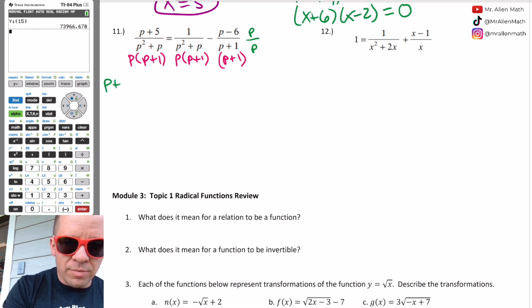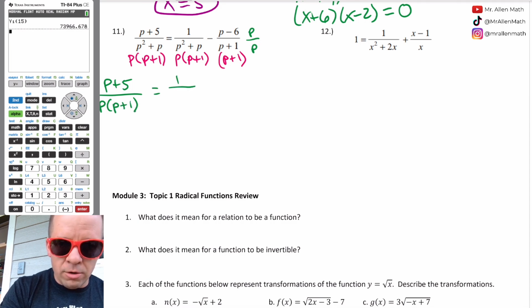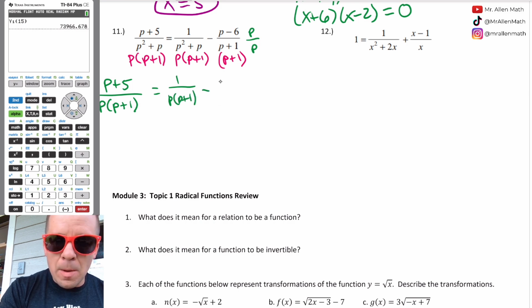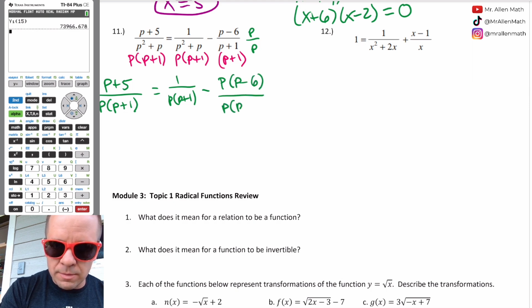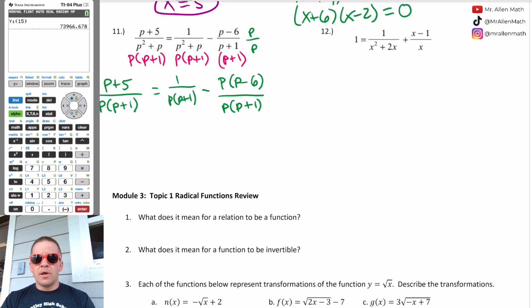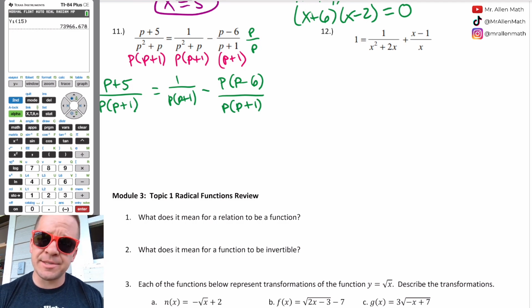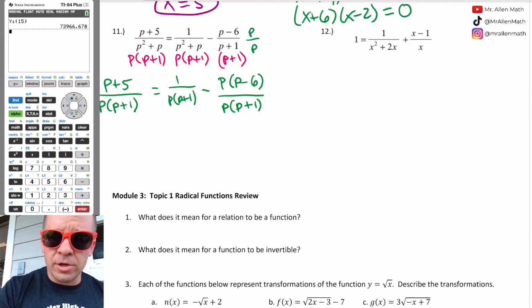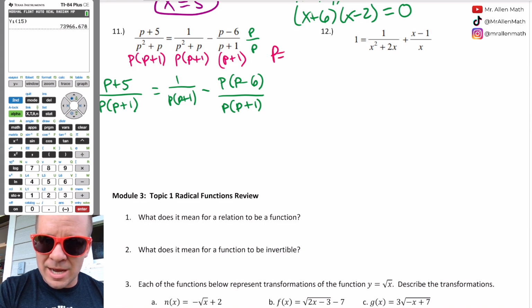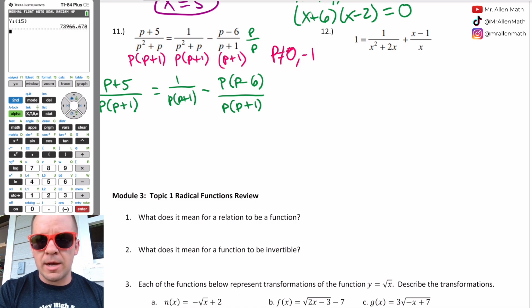All right, P plus 5 over P times P plus 1 equals, and then I have 1 over P times P plus 1, and then I have minus P times P minus 6 over P times P plus 1. All right, so do I have all the same denominators here? Yes, they're all P times P plus 1. And it might be helpful here, since we are solving, I'm going to go ahead and write my domain restrictions here. P cannot equal 0 or negative 1. So we'll go ahead and write those down, okay?